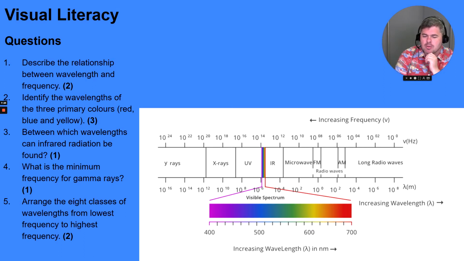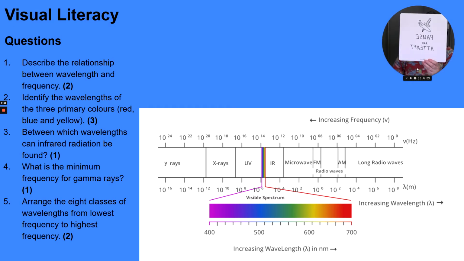Question 1. Describe the relationship between the wavelength and frequency. Question 2. Identify the wavelengths of the 3 primary colors, red, blue, and yellow. Question 3. Between which wavelengths can infrared radiation be found? Question 4. What is the minimum frequency for gamma rays? And question 5. Arrange the 8 classes of wavelengths from lowest frequency to highest frequency. Now, what I'd like you to do is to pause the video, attempt these questions yourselves. Once you've finished, I'm going to start the video up again, and then we're going to go through them.